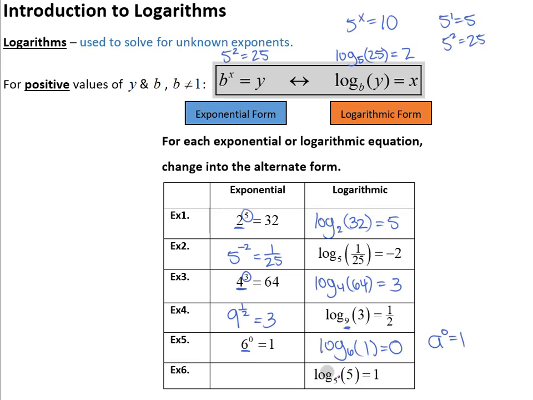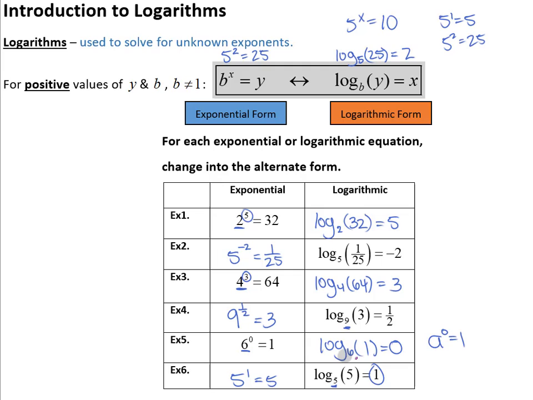Okay, and then this one, log base 5 of 5. This is saying 5 to what power is 5? 5 to the first power, right? But let's write it in exponential form. This is my base. This is my exponent. And that equals the 5 from inside. 5 to the first power equals 5.